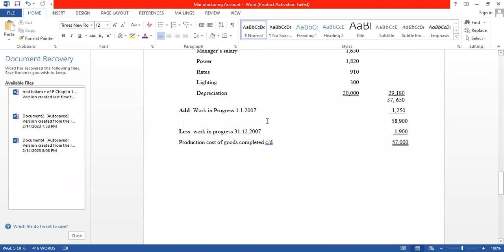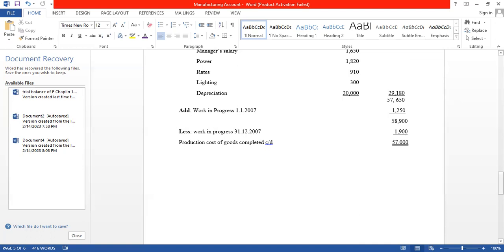All right. So they said the format of the manufacturing account says to add work in progress at the 1st of January 2007. That amount was $1,250, and we're going to add it to the total of the factory overheads. And we will get $58,900. From the work in progress figure at the first of the year, we're going to subtract the work in progress figure at the ending of the year. So December 31, 2007, it's $1,900.